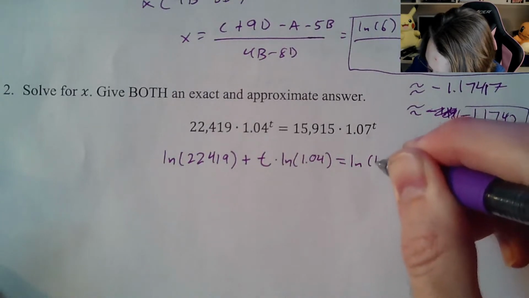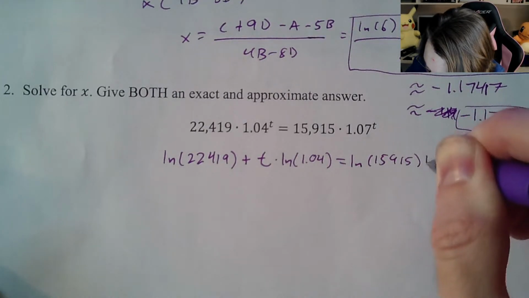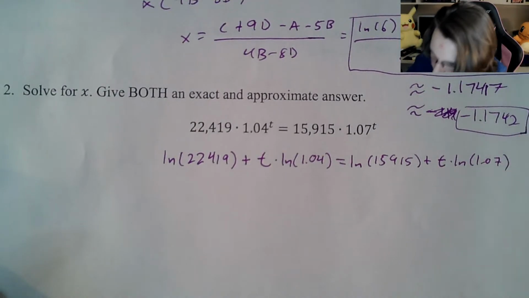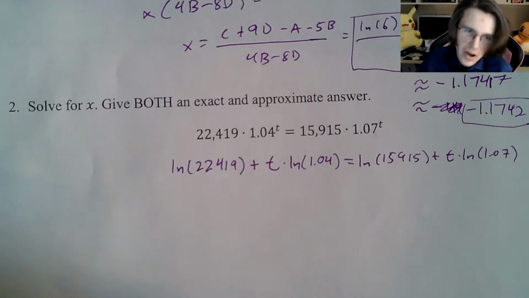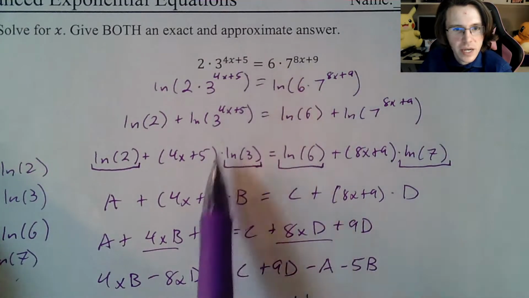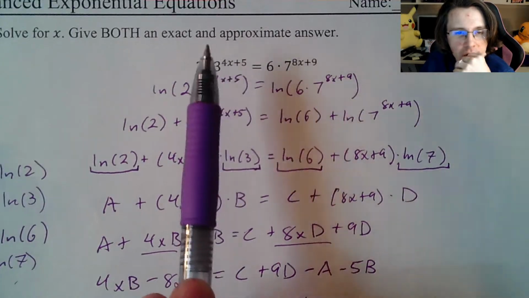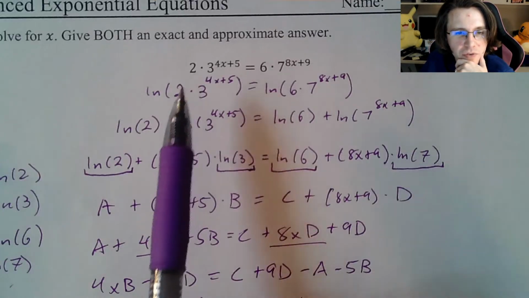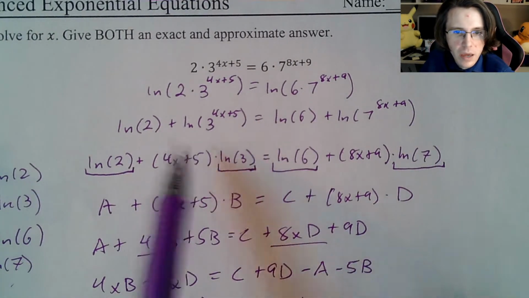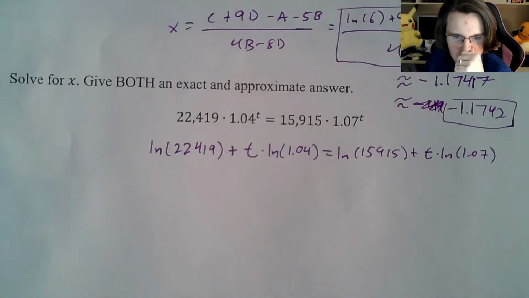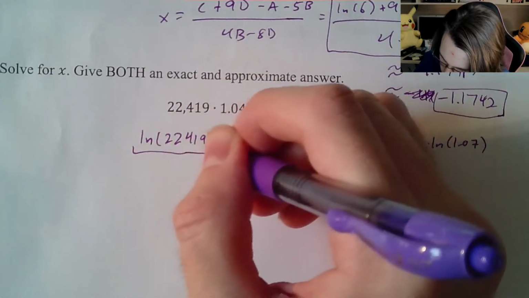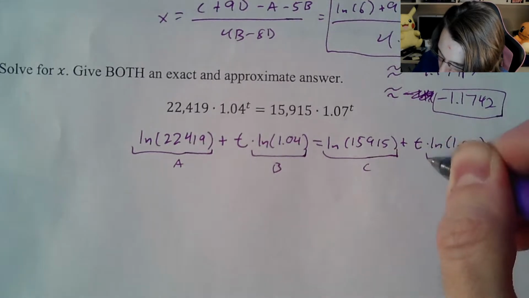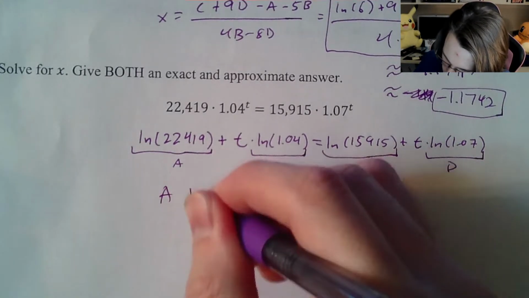We have ln 15915, and again, that t is coming down in front. ln of 1.07. Now, what I've done is I've hopped straight from this step down to this step in one go, because I know immediately I'm going to have to do the plus with this. I'm going to have to bring that down in front. And if you just do both of those things right away, now you only have one step. Nice. All right, so this guy right here, there's my A. There's my B. There's my C. There's my D. So you have A plus TD.